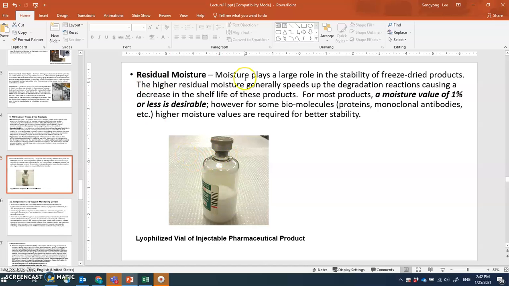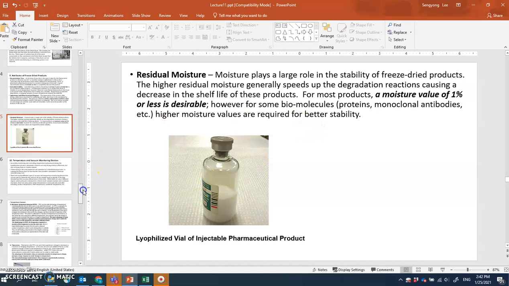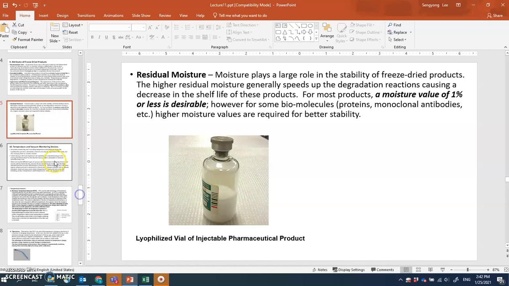And then residual moisture. Okay, once freeze-drying is done, the moisture remaining in your freeze-dried product should be less than 1% of the total weight. If it's more, then there's a tendency that your drug is still going through hydrolysis, so stability is being minimized, right? So make sure that you can achieve less than 1% residual moisture in your freeze-dried products. So we'll do this test in lab 5 and 6.